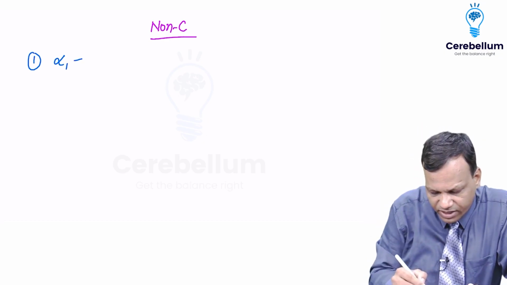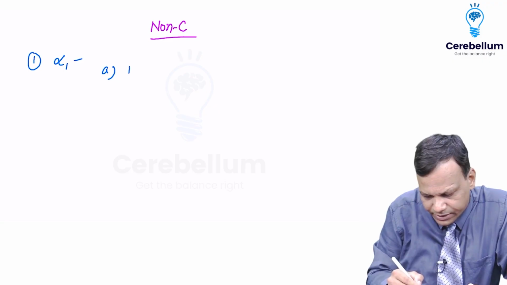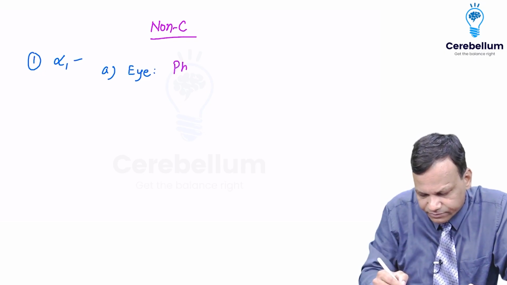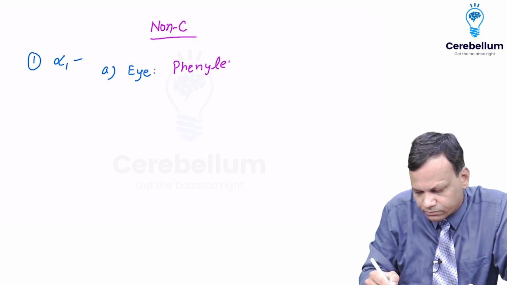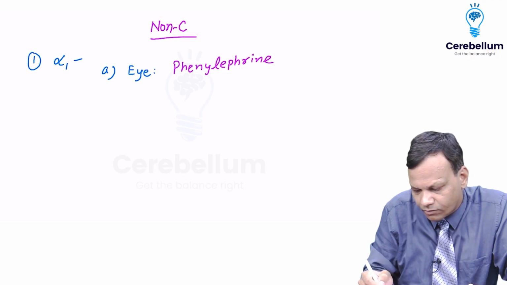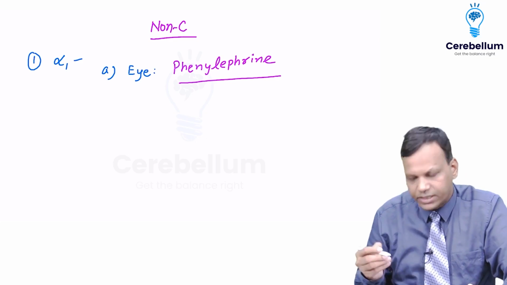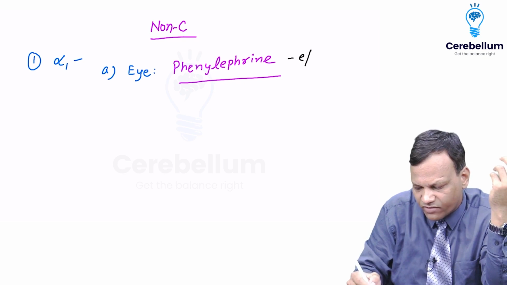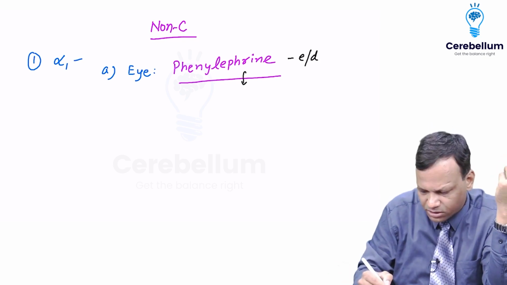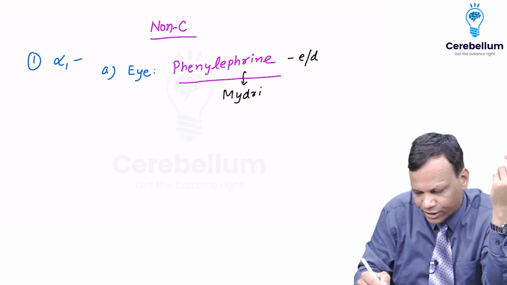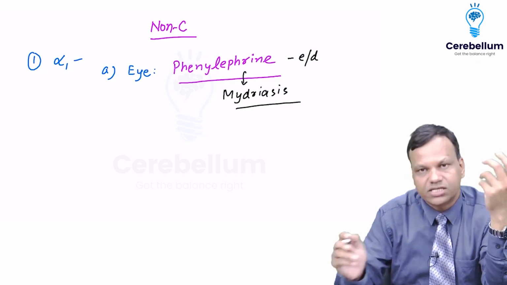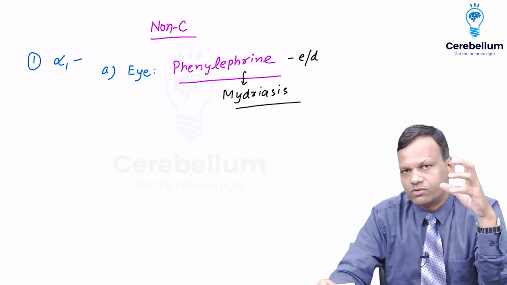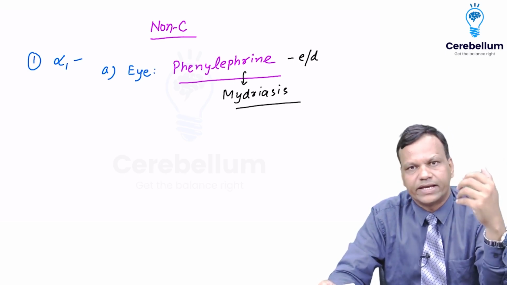The drug stimulating alpha 1 receptors in the eye is phenylephrine. Phenylephrine is an alpha 1 agonist in the eye. So when we use it as eye drops, what will it do in the eye? Yes, it will cause mydriasis, dilatation of pupil. And mydriasis is required for which procedure? Yes, fundoscopy. So to examine the retina, we can use phenylephrine.